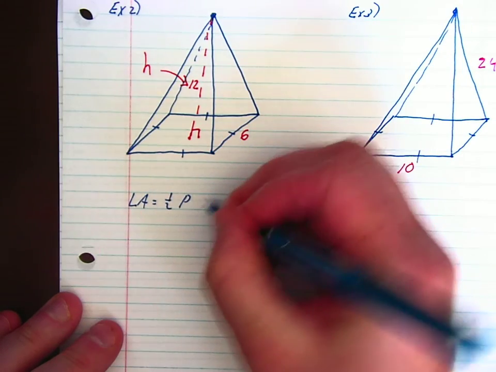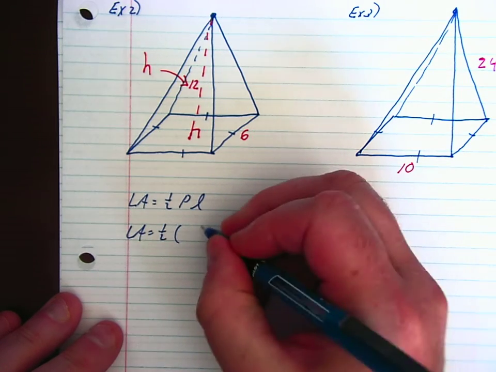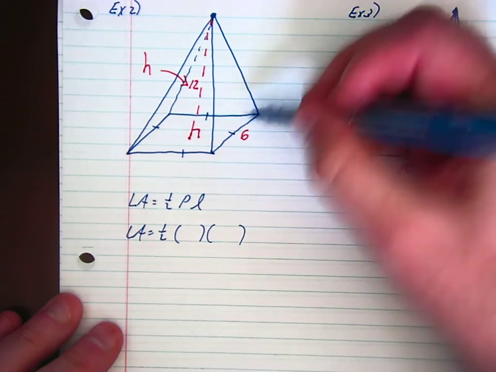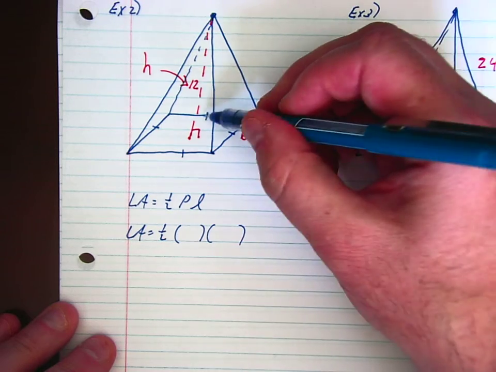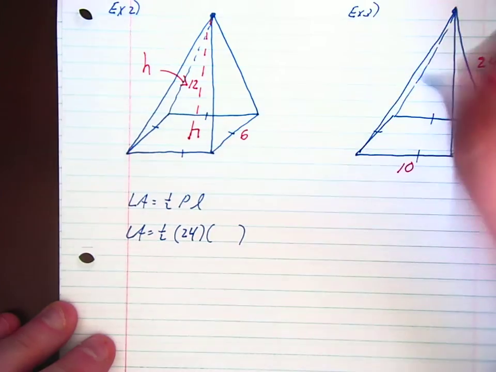1/2 PL. So the P again, that is the perimeter of the base. The base is a square. 6, 6, 6, and 6 is 24. That's your perimeter of that square.